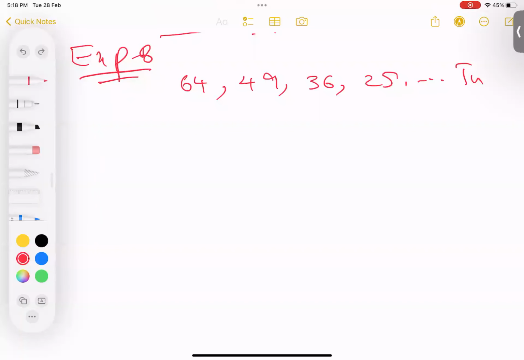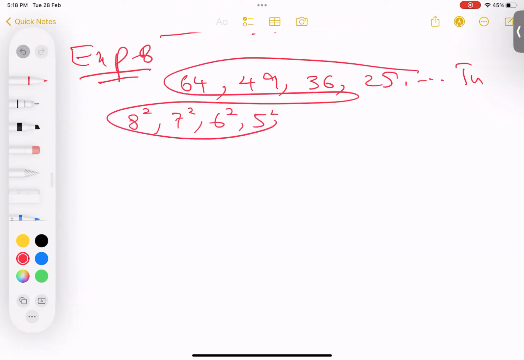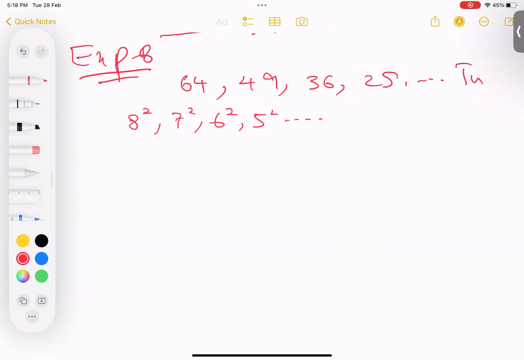So I hope if students have finished, let's start. What is this one? So 64, 49, 36, 25. Now I'm doing the shortcut of how we do it in the exam. 8 square, this is 7 square, this is 6 square, this is 5 square. I repeat, all these numbers are squares. Don't write the word remove. Simply say 8, 7, 6, 5 onward. A is 8, and the common difference is 7 minus 8. So we get a common difference of minus 1.